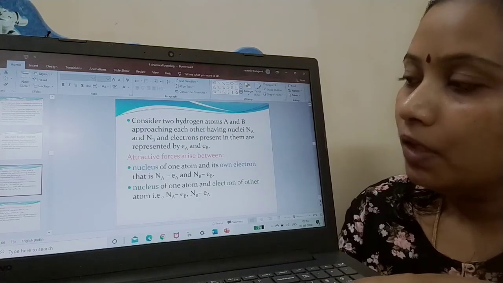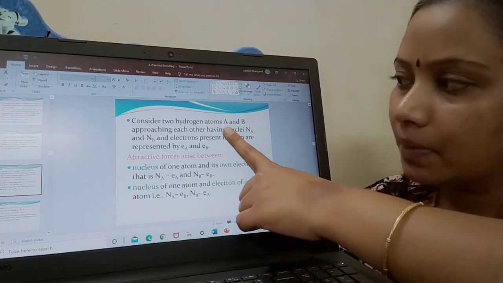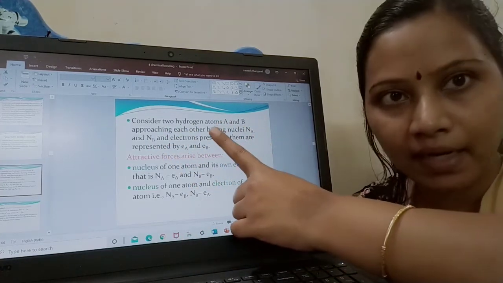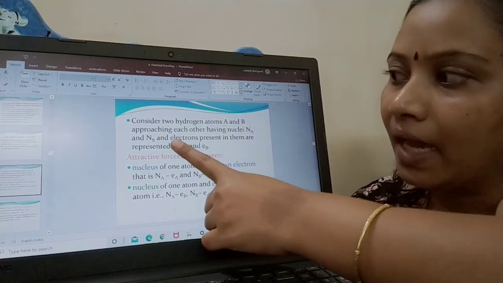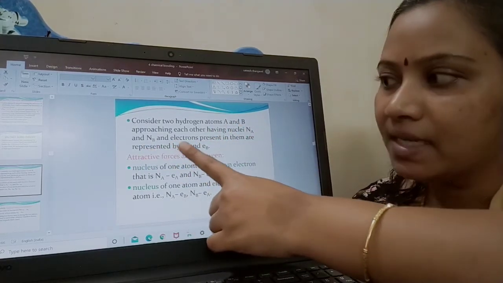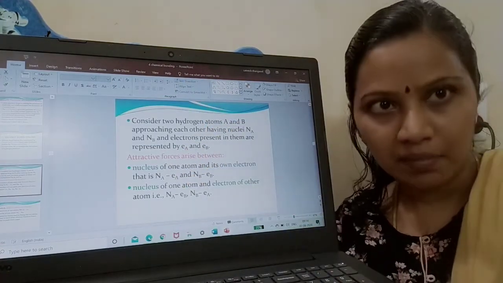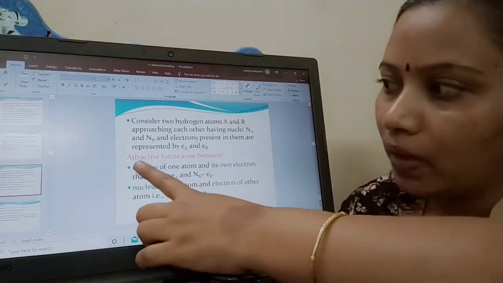Now consider two hydrogen atoms, A and B. The nuclei are represented as Na and Nb, and the electrons present in them are represented as Ea and Eb. Ea, Na for atom A, and Eb, Nb for atom B. Okay, clear. Now attractive forces arise.